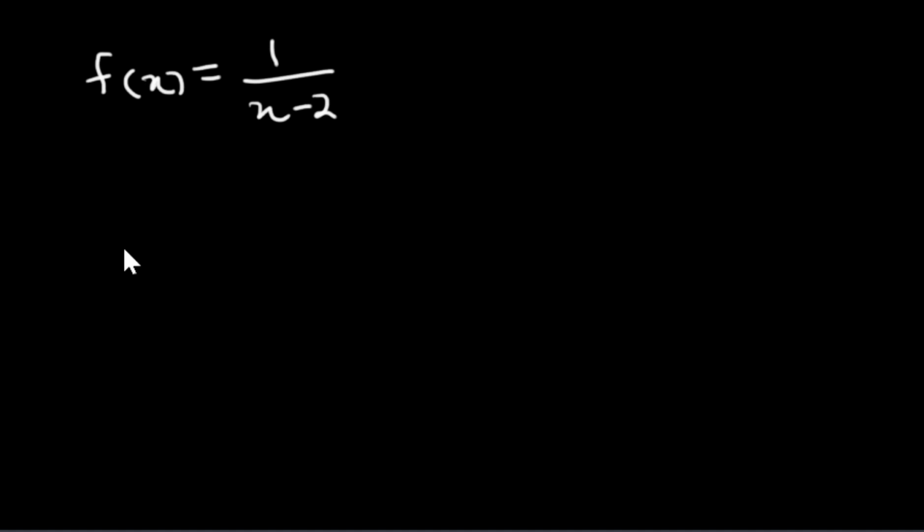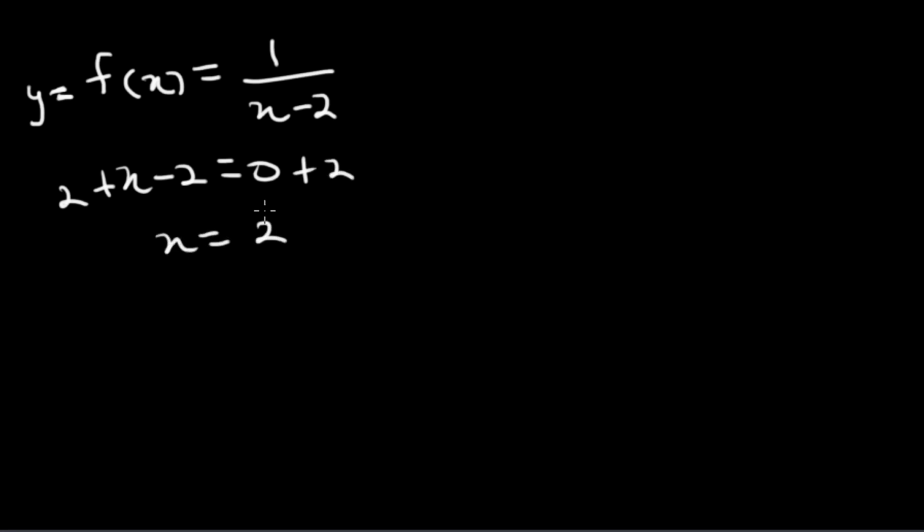Now, how can we find the vertical asymptote of f of x? First, let's take f of x to be equal to y. To find the vertical asymptote, we simply equate the denominator of the function to 0. So x minus 2 is equal to 0. We add 2 to both sides of the equation, and we get x being equal to 2.